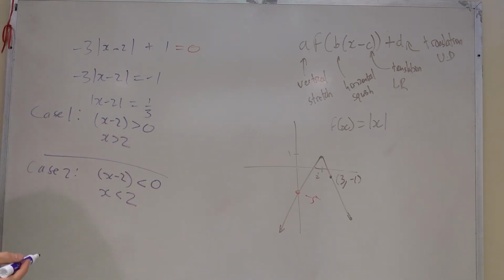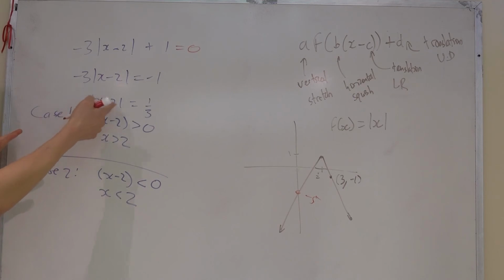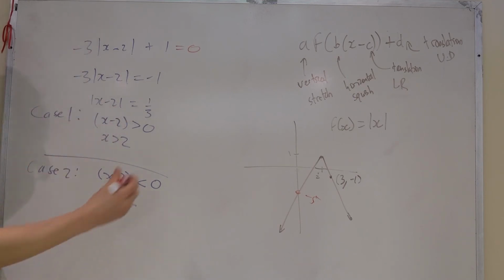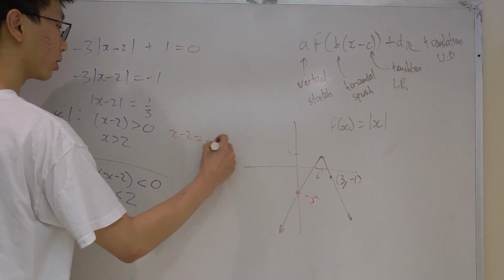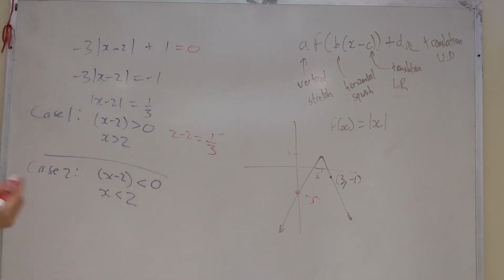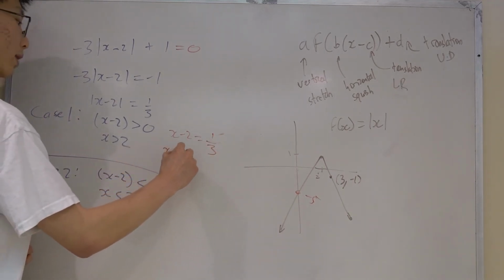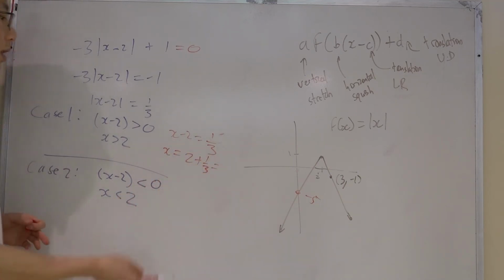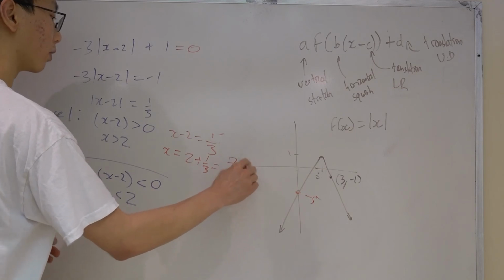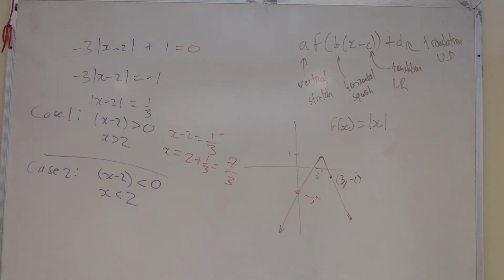Okay? So let's just work on case 1. What happens in case 1 is that we can just replace the absolute value of x minus 2 with x minus 2. So we get x minus 2 equal to 1/3. And then this just gives us very simply that x is equal to 2 plus 1/3. And if you want to be fancy, it's equal to 7/3. Okay? So one of those points is 7/3.